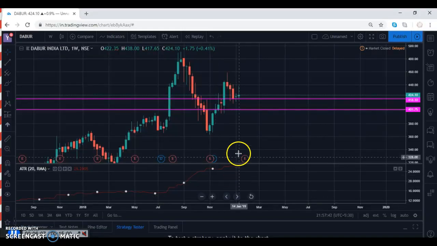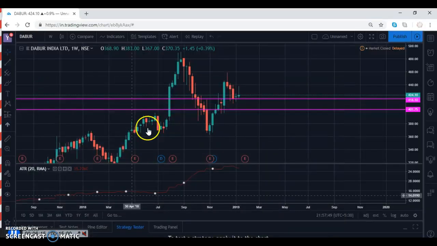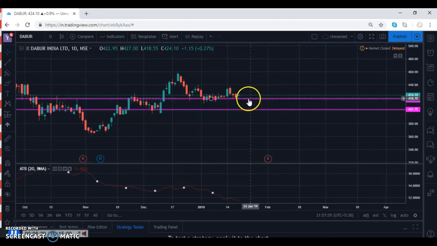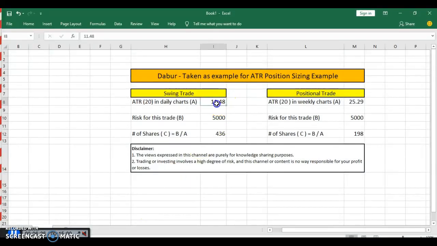Let me just confirm it is the correct ATR value. 25.29 is the weekly, and for the daily it is approximately 11.48. So the number of shares you can take for a swing trade in Dabur is 436. Similarly, the ATR 20 value in weekly charts is approximately 25, and if I am ready to risk only 5,000 rupees for this trade, the maximum number of shares I can buy for Dabur is 198.